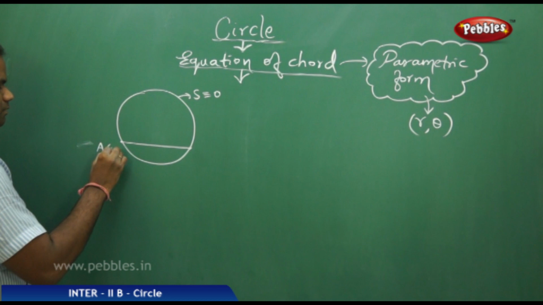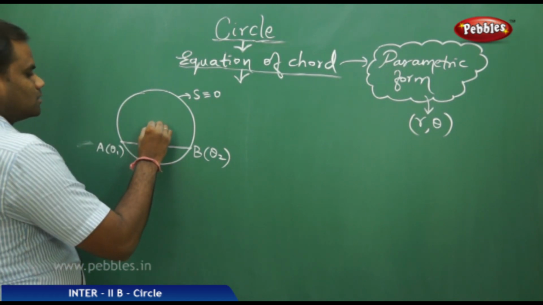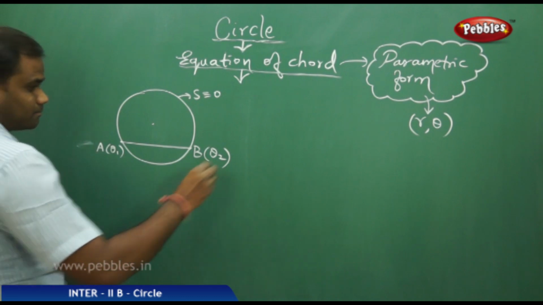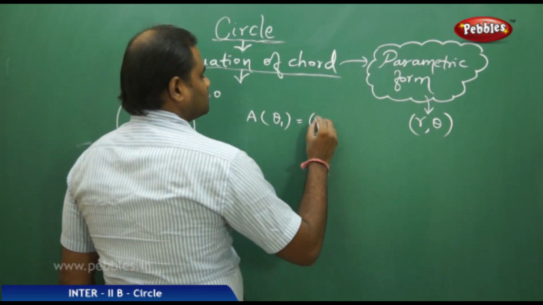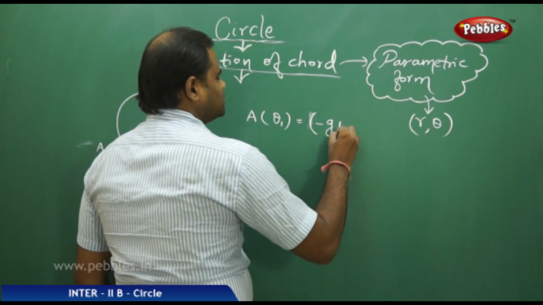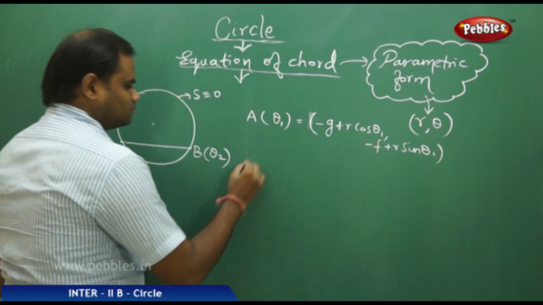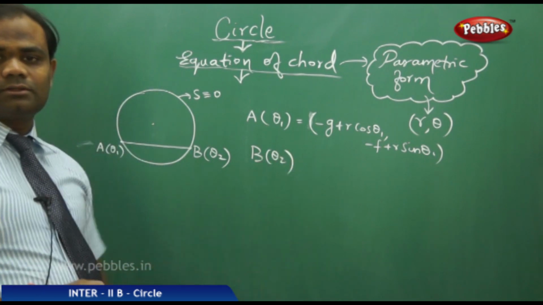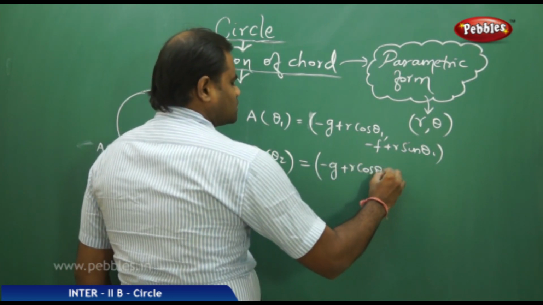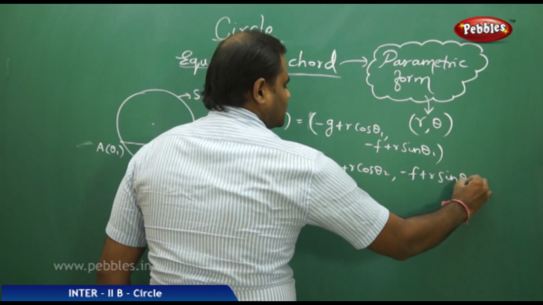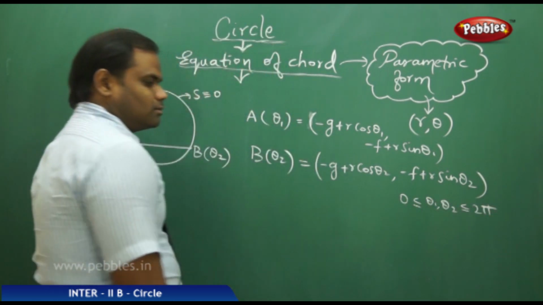where this is A for θ1 and B, which corresponds to the angle θ2, for the circle with radius r, then we know that θ1 corresponds to the point minus g plus r cos θ1 and minus f plus r sin θ1, and the point B with the angle θ2 corresponds to the point minus g plus r cos θ2, minus f plus r sin θ2, where 0 is less than or equal to θ1 and θ2 less than or equal to 2 pi.